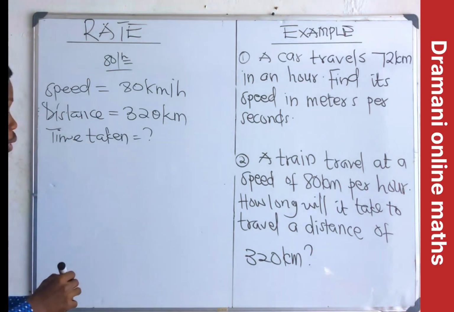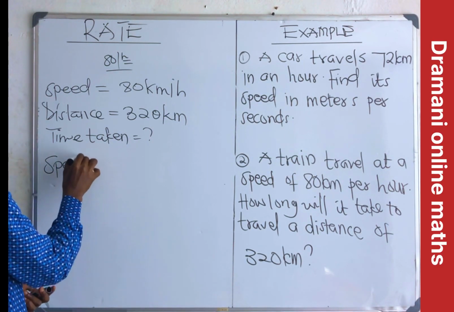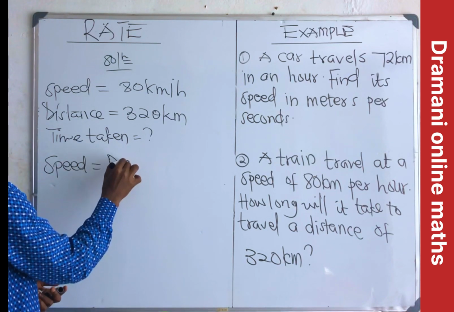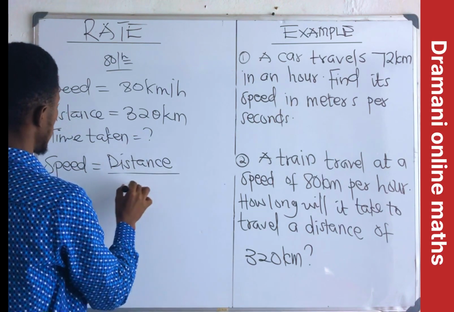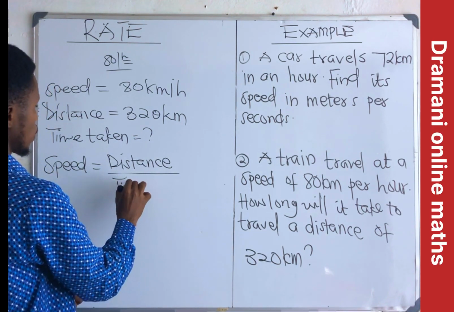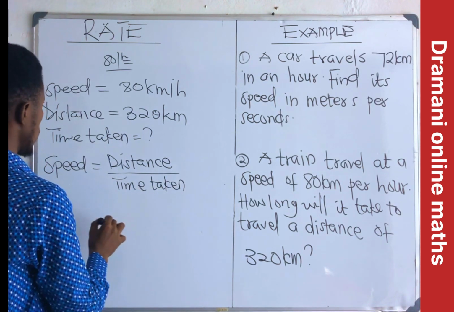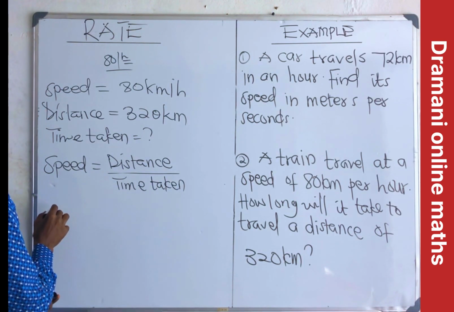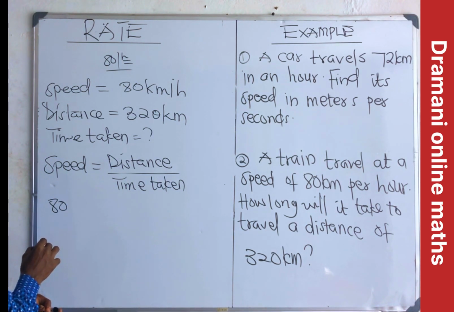So that's why we need... We know that the formula is speed equals the distance over time taken. So the speed is 80 kilometers, right? So there's no need to bring the unit, okay?